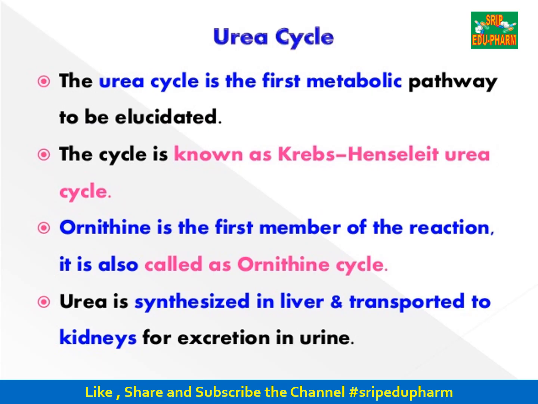The urea cycle is the first metabolic pathway to be elucidated. Next point, the cycle is known as the Krebs-Henseleit urea cycle. Next, ornithine is the first member of the reaction, so it is also called the ornithine cycle. Urea is synthesized in the liver and transported to the kidney for excretion in urine.